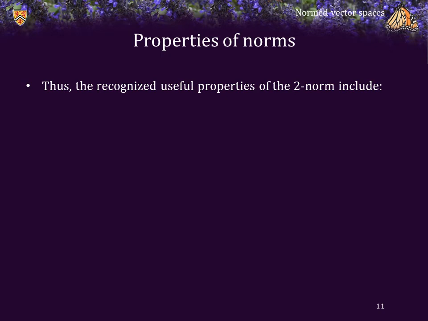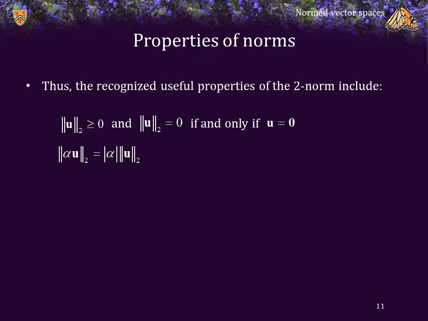Thus, the recognized useful properties of the 2 norm include the fact that the 2 norm is greater than or equal to 0, and it is equal to 0 if and only if u is the 0 vector. The 2 norm of alpha times u is the absolute value of alpha times the 2 norm of u, and the triangle inequality.